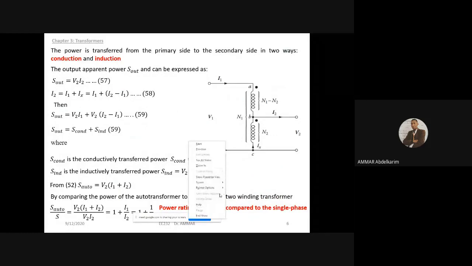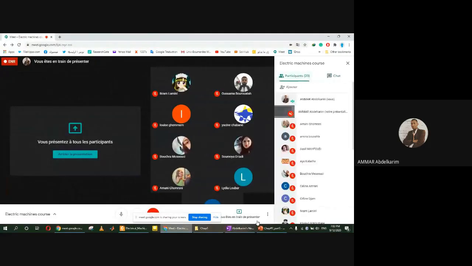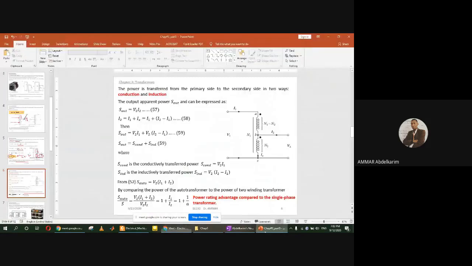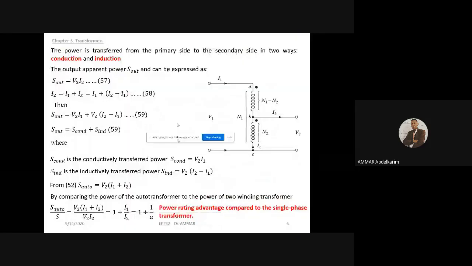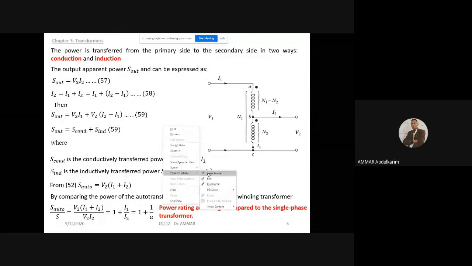So let's repeat this part. We said that the power of the autotransformer is transferred from the primary to the secondary. Let's check my microphone. Is it open? Yeah. We said that the power from the primary to the secondary in the autotransformer will be transferred in two ways: by conduction and by induction.